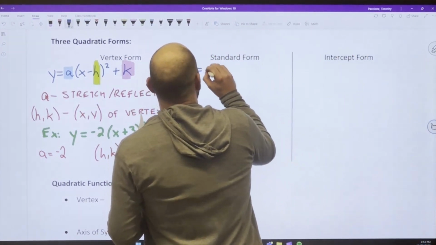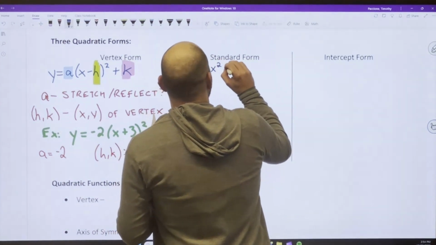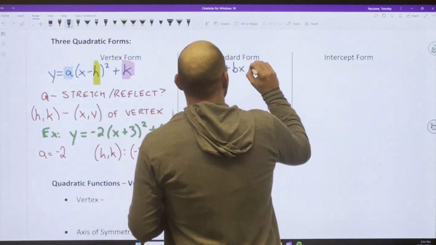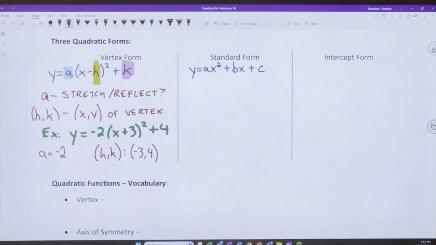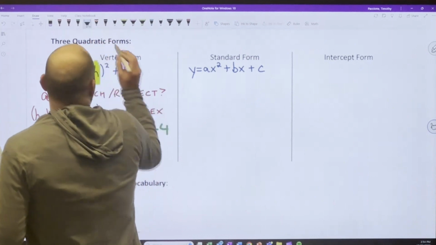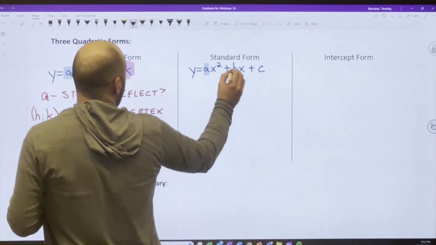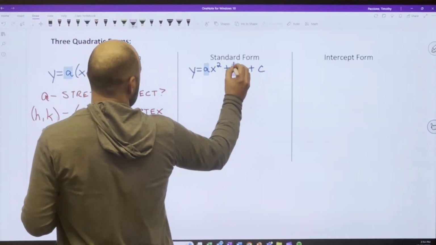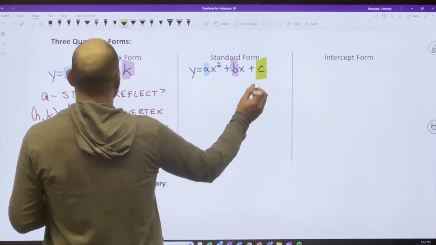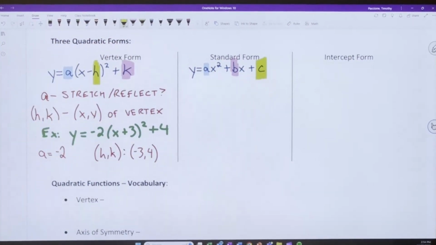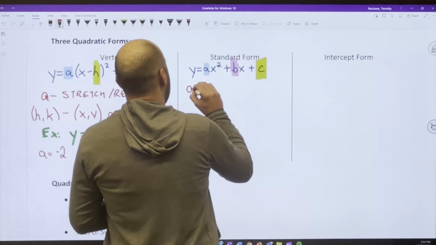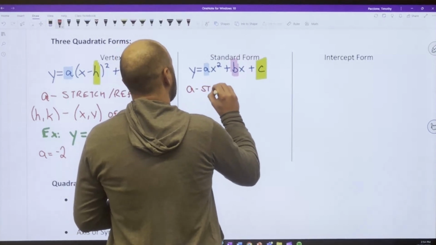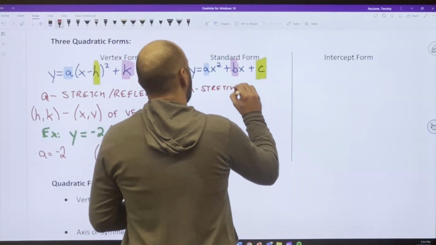Y equals ax squared plus bx plus c. So a, b, and c get put in there, right? We got an a, we got a b, and we got a c. Okay? Now, what do you notice it has that the other one had? A. And there's a reason that letter is used again, because it's the same thing. It's your stretch and your reflection.